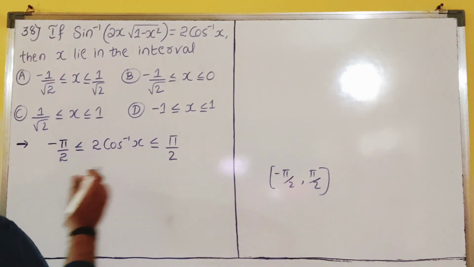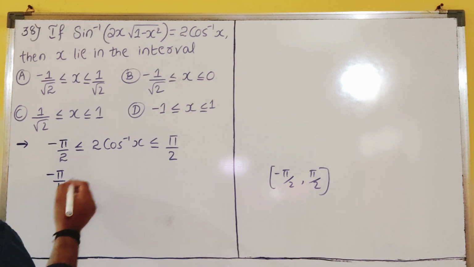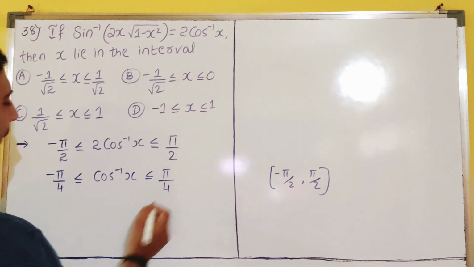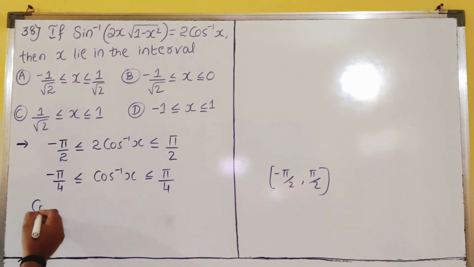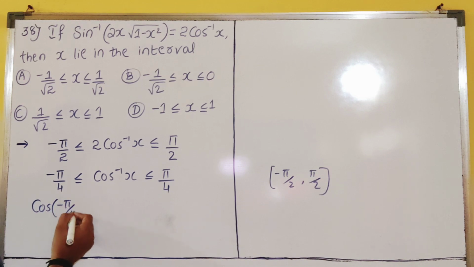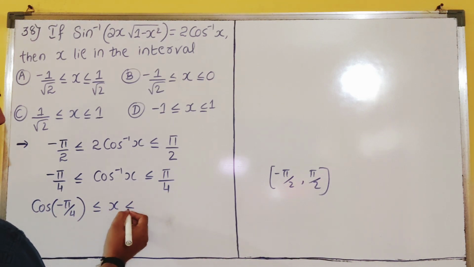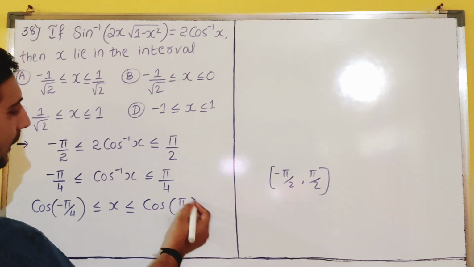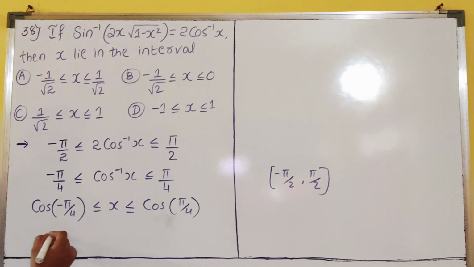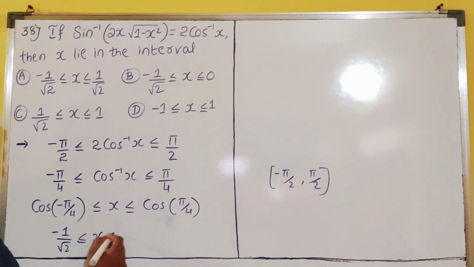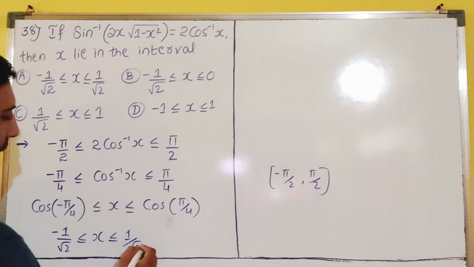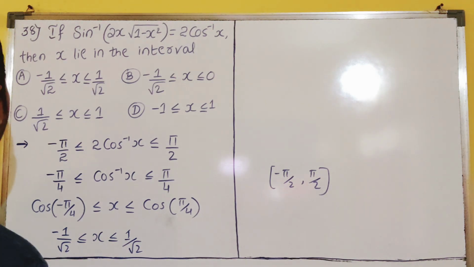Now divide by 2. What we will get? Minus pi by 4, cos inverse x, and this is also pi by 4. So if you take cos inverse to this side, it becomes cos of minus pi by 4, and here again cos of pi by 4. Clear? Cos of minus pi by 4 is how much? Minus 1 by root 2 is less than or equal to x, and x is less than or equal to cos pi by 4, which is 1 by root 2. So this is our required answer, dear students.